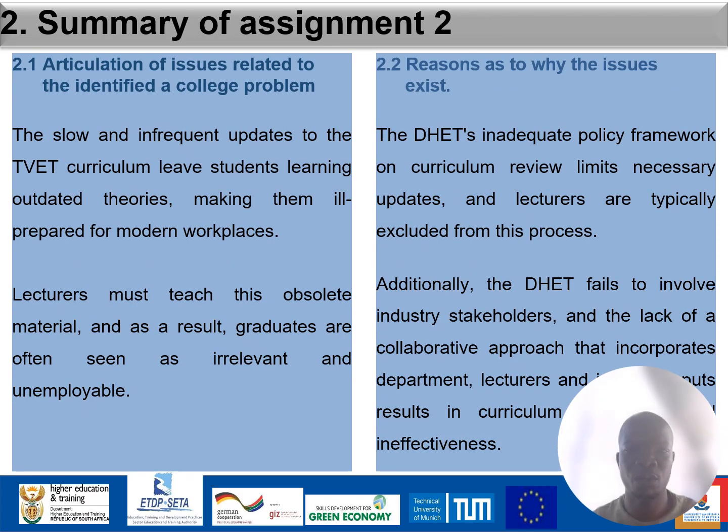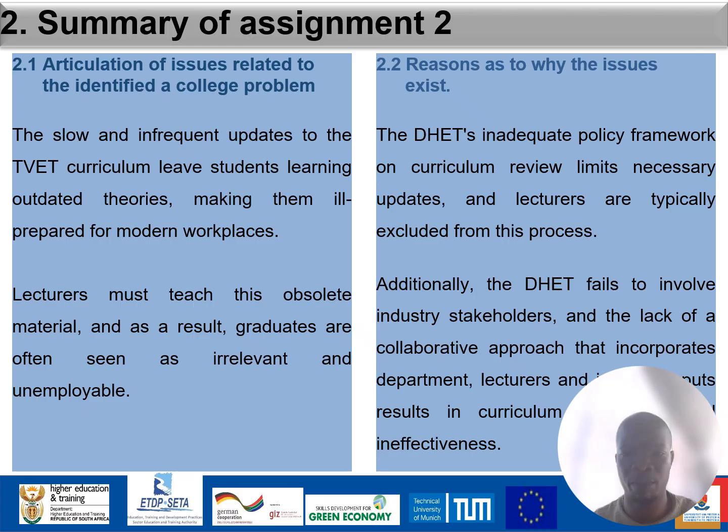Moving along to the summary of assignment number 2, the articulation of the issue related to the identified problem of the college, keeping in mind that the identified problem was the outdated curriculum. Well, there are slow and infrequent updates to the TVET curriculum, leaving students learning outdated theory, making them ill-prepared for the modern workforce. Lecturers must teach this obsolete material, and as a result, our graduates are often seen as irrelevant and unemployable.